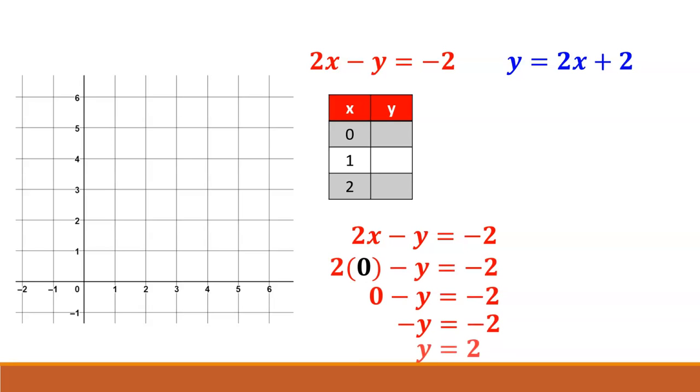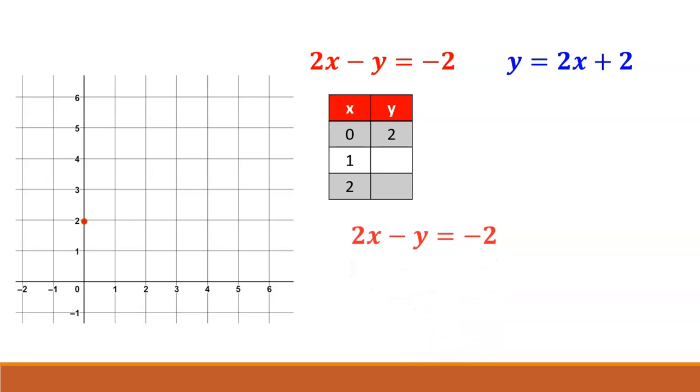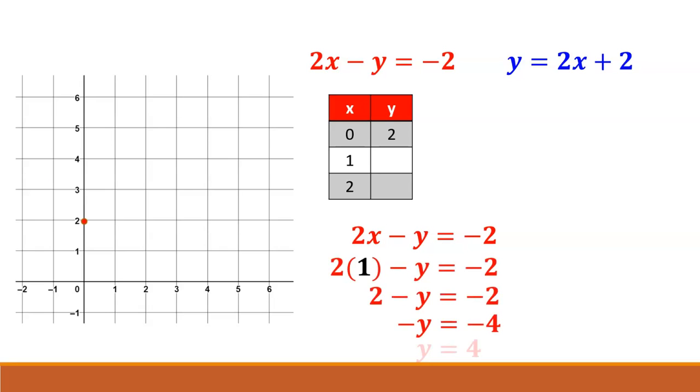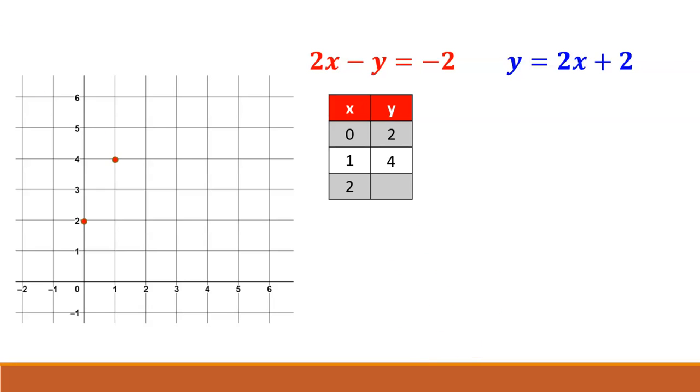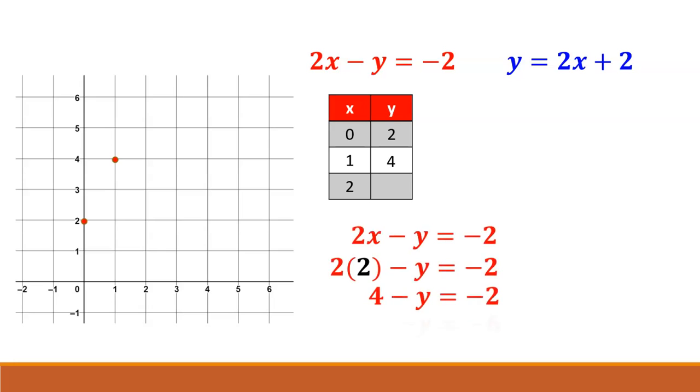So when x is 0, y is 2. Now let's find out what happens when x is 1. When x is 1, y is 4. And finally, let's see what happens when x is 2. When x is 2, y is 6. We've used a table of values to find 3 ordered pairs on the first line to graph it.